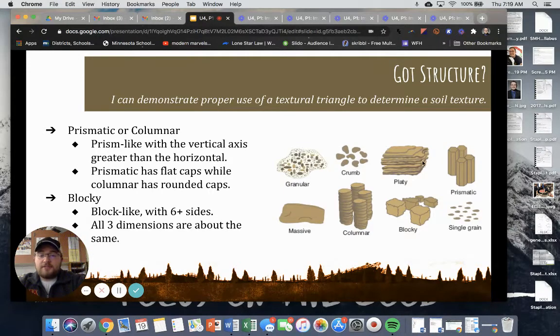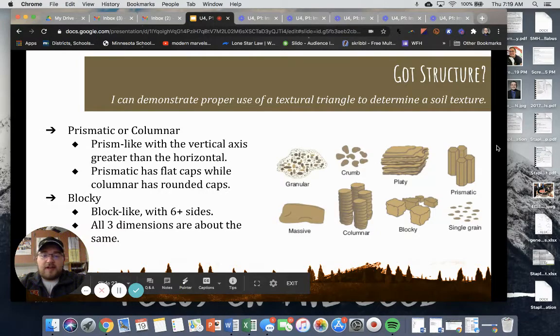Prismatic or columnar, both of these kind of go together. Prism-like with the vertical axis greater than the horizontal. So that basically means, just like it sounds, it's going to be longer than it is wide. Prismatic has flat caps, while columnar has rounded caps. Blocky, my personal favorite, is block-like with 6+ sides, and all 3 dimensions are about the same size.